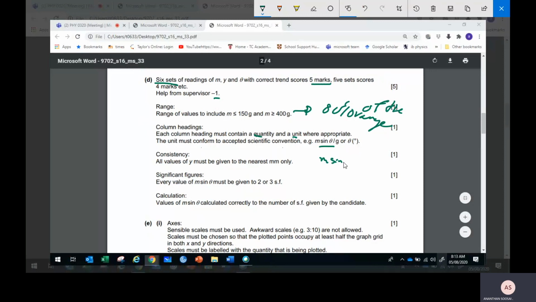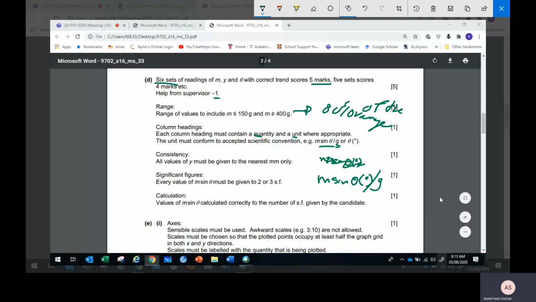So like M sin theta in brackets, degrees, where theta is in degrees. Sorry, the M should be in gram, but not degrees. So M sin theta is in gram. What they are trying to say is M sin theta in bracket degrees, /g. That's the answer. So that's column heading, 1 mark.